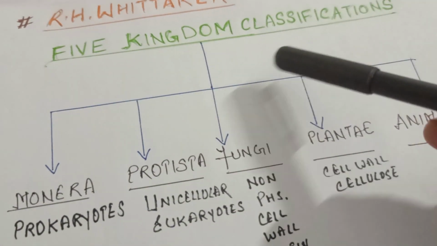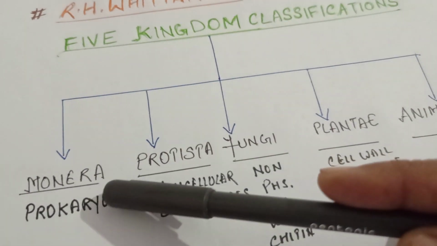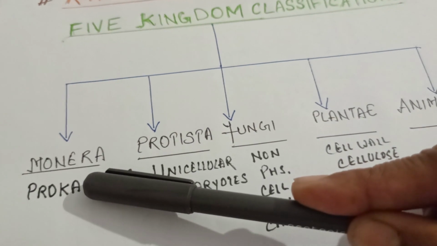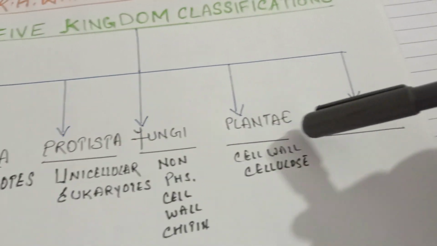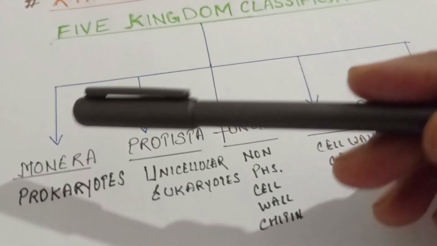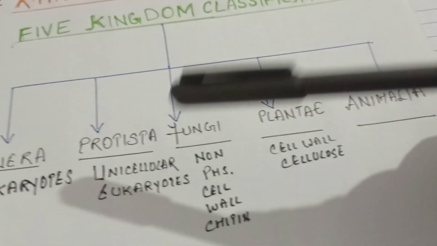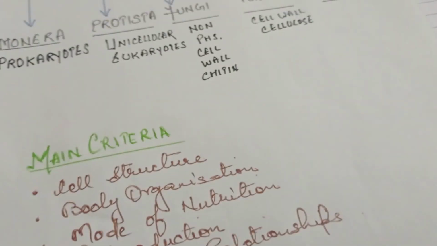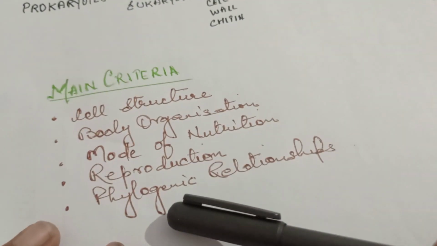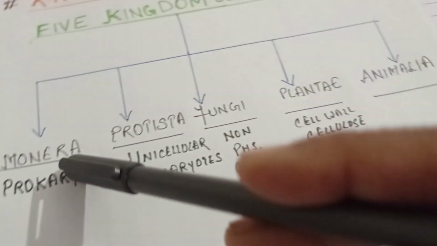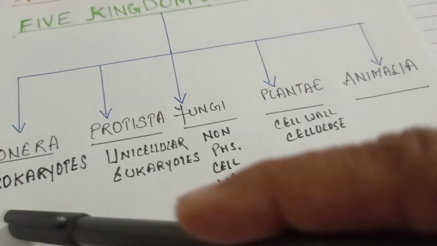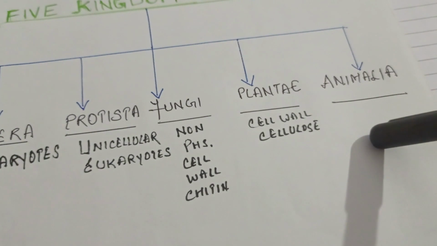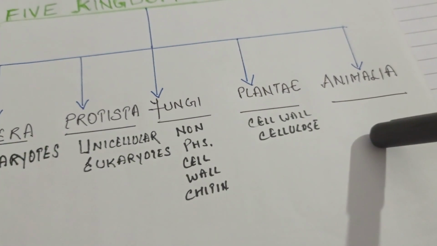So remember this 5 kingdom classification in order from primitive organisms advancing to the advanced ones. First is Monera, second is Protista, third is Fungi, then Plantae and Animalia. I told you that the criteria was evolutionary. This is the evolutionary hierarchy, so this has to be learned and remembered in sequence.